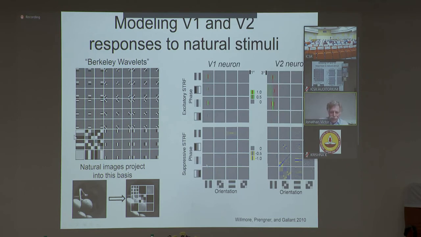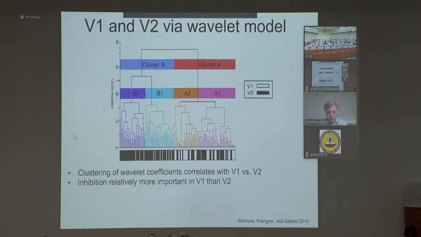These are example neurons. He had a very large population, which enabled him to cluster neurons on the basis of their responses to wavelets. And he found that the dominant clusters did correlate with what was in V1 and what was in V2. So you can see kind of this major dichotomy. The first branch is primarily V2 and the second branch is primarily V1, but there's an awful lot of mixing. So there wasn't a dichotomous difference between V1 and V2. In fact, there was really a great deal of overlap, but the overall impression was that inhibition, and inhibition from different orientations, was relatively more important in V2 than in V1.